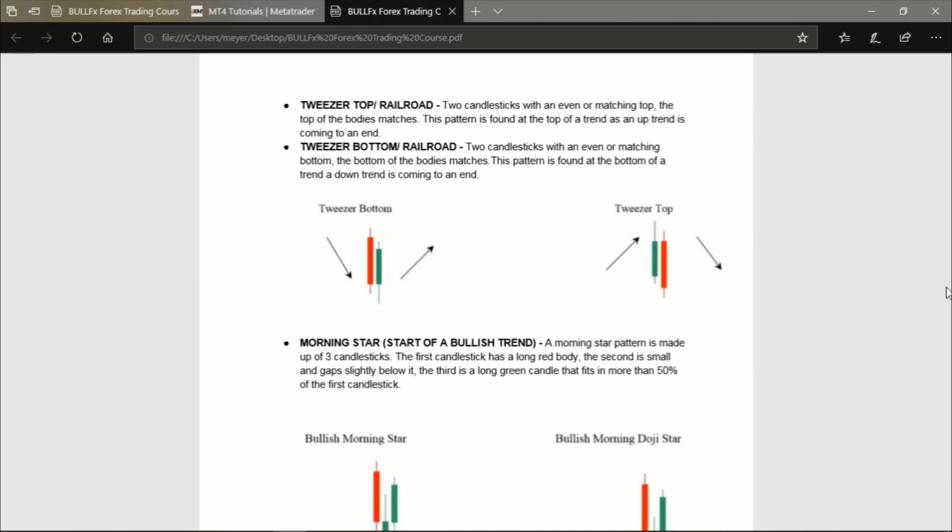Tweezer top or railroad pattern. These are two candlesticks with an even or matching top. The top of the bodies matches or lines up. This pattern is found at the top of a trend as an uptrend is coming to an end.